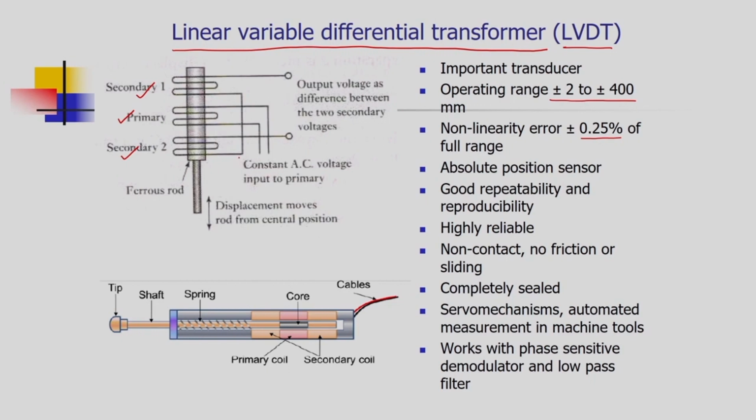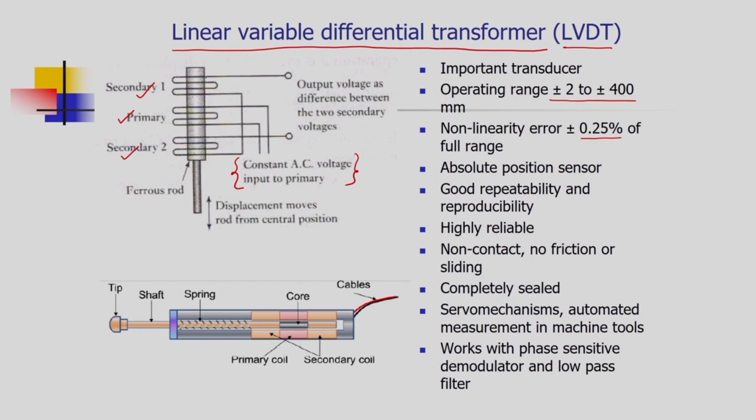We are applying constant alternating current voltage to the primary coil, and secondary coil number 1 and secondary coil number 2 are connected in such a way that their output voltage difference is 0. So, there is a phase change in the connection of secondary coil number 1 and secondary coil number 2.